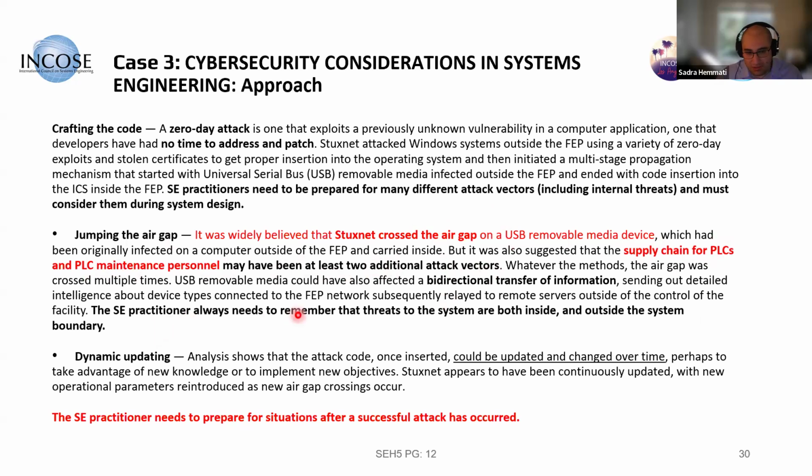And we also need to always remember that threats to the system are both inside and outside the system. So the human factor, either intentional or non-intentional, all of that.